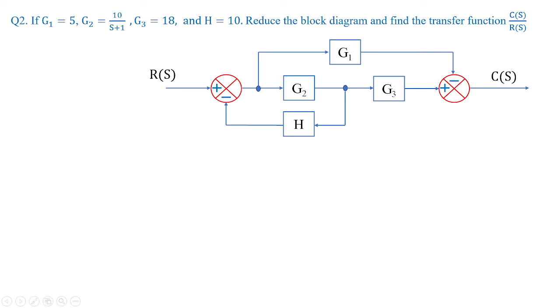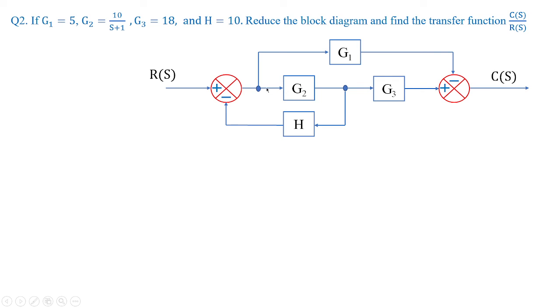Now let us go with another problem. You can see the values of G1, G2, G3 are given in some parameters and H is equal to 10. Reduce the block diagram and find the transfer function C of S by R of S. So this is quite like the previous problem only. So we need to eliminate the feedback path.